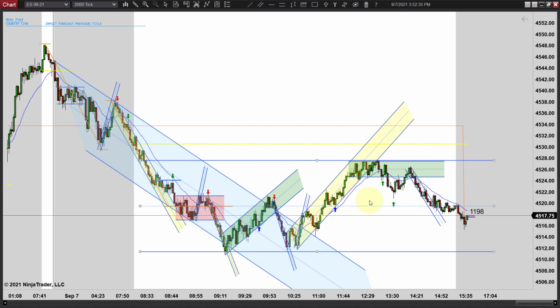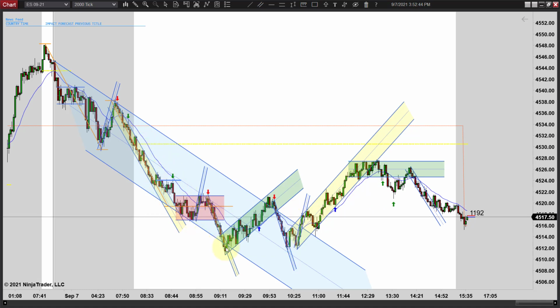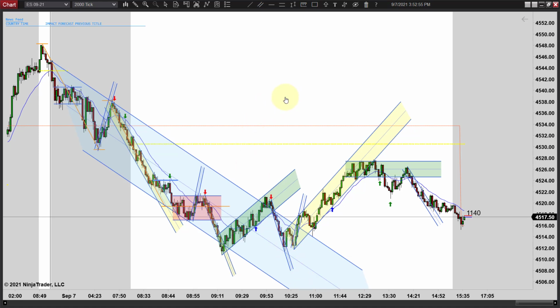And so if you need to put these lines on here to see this, by all means do it. But, you know, don't let the fact that we didn't make a new low here on a retest trip you up, because that's what a lot of people do. So that's about all we can say about today.